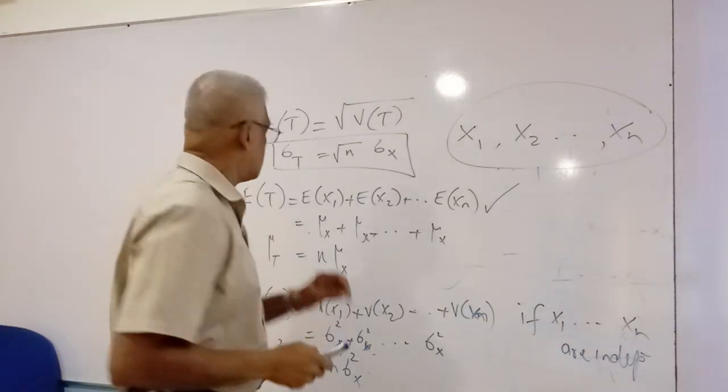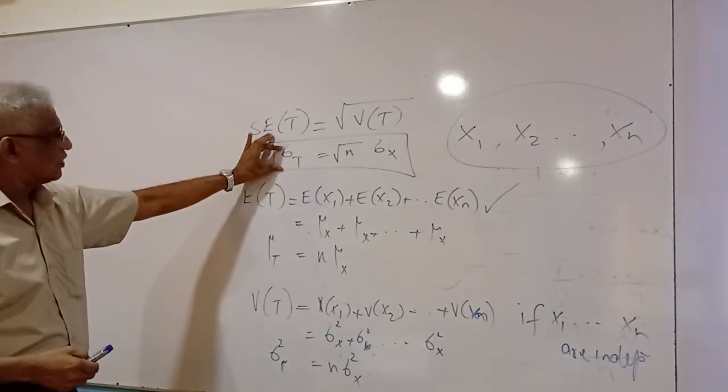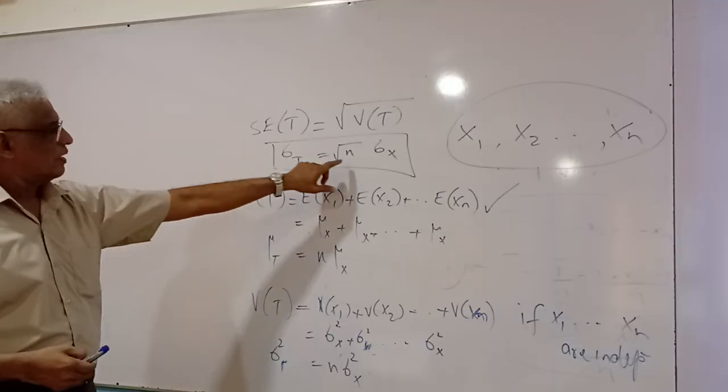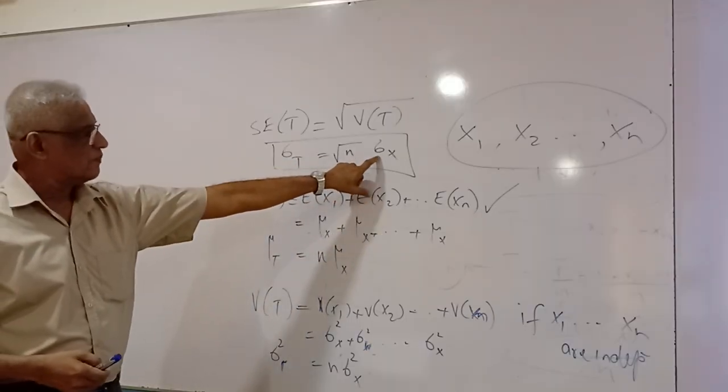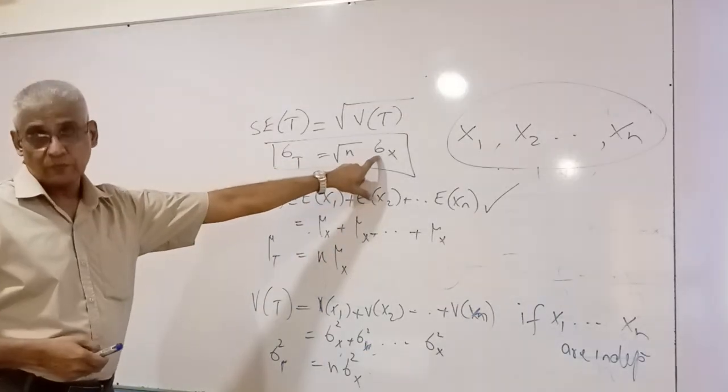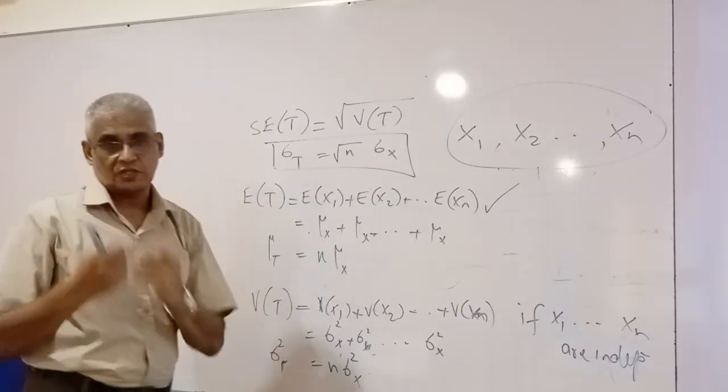So this is the standard error of t, and sigma x, the factor multiplying square root n, is the standard deviation from the box, the population standard deviation.